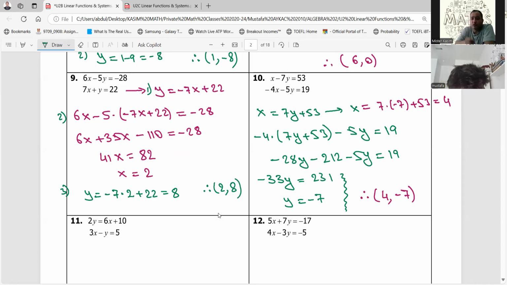Or graphically or geometrically, if you think about this, if you graph these two equations, we know that they are straight lines. So they intersect each other at this point, at 2, 8. Okay? That's all about systems of linear equations. And now try 11, Mustafa. Have a look. You're going to take a note and try 11.